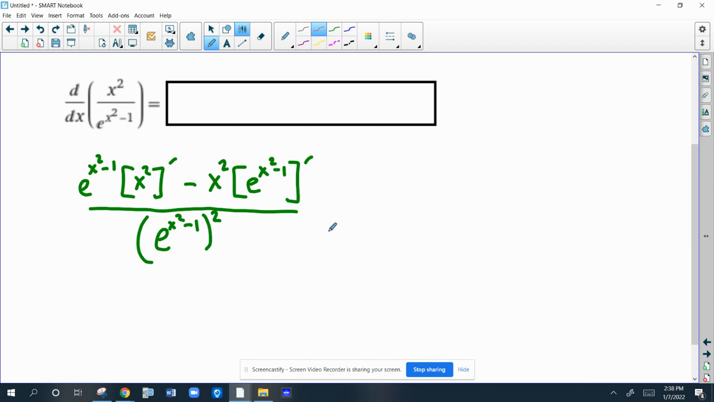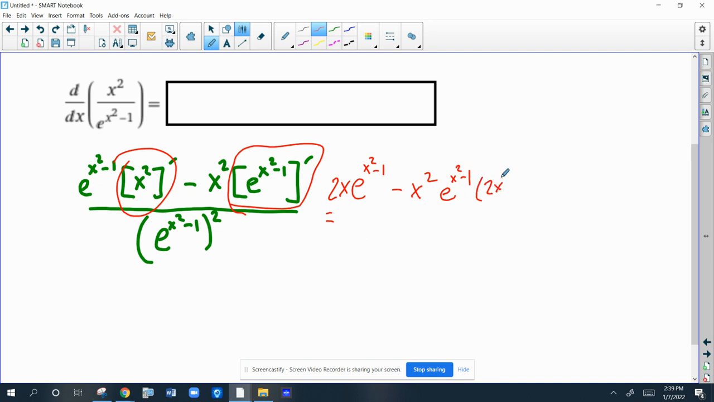So now we're going to calculate the derivatives. So we have e to the x squared minus 1, the derivative of x squared is 2x, and then minus x squared. And now this derivative, the derivative of any exponential function is the exponential function itself. Don't change anything. And then times the derivative of its exponent, which is 2x. Still all over the bottom squared.